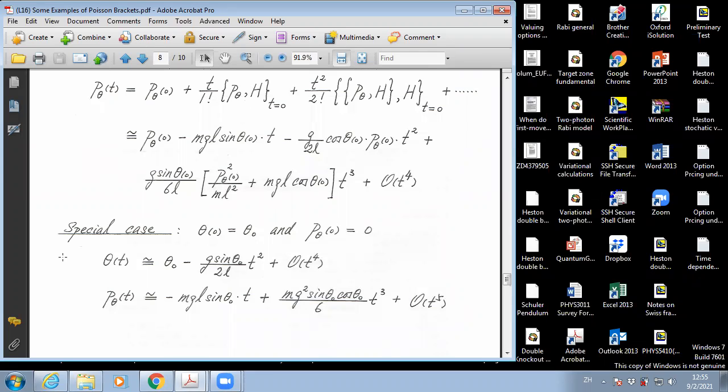They are particularly good for short time periods. So if we are interested in the time evolution of theta and p theta within a short time period, then these two expressions are good enough, all right? If you want more accurate results, then go one step further to obtain the T4 and go one step further to obtain the T5, all right? So the accuracy depends upon your effort, okay?